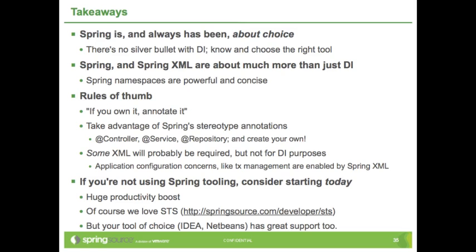And know that it's probably the case that some XML will be required, maybe even desired in certain parts of the application. Right now, a great example is things like transaction management. Again, the only way to do that is in XML, but you end up with an XML config file that's 1 or 2 lines long, right? Maybe you're turning on component scanning and you're turning on transaction management, right? Probably have some little bit of XML in your application.